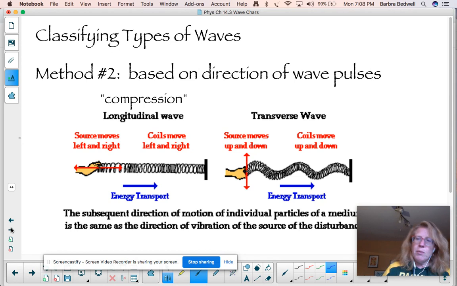Okay, second way that we can discuss waves and how they work has to do more with how we draw them and how the material or the medium is interacting with the direction of wave travel. Now, this is a little bit weird. The easiest way to picture this is with a slinky and thinking about how a slinky works.